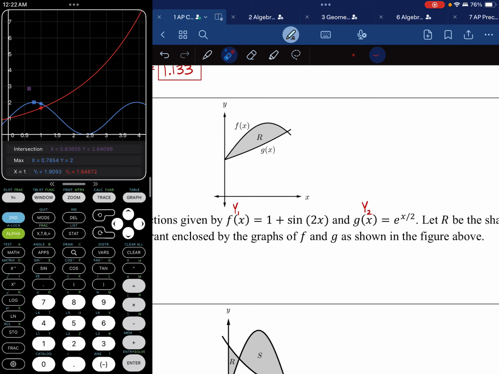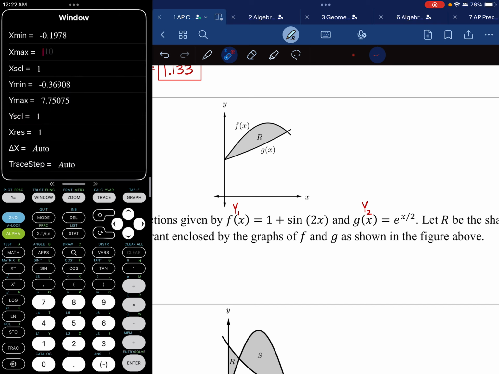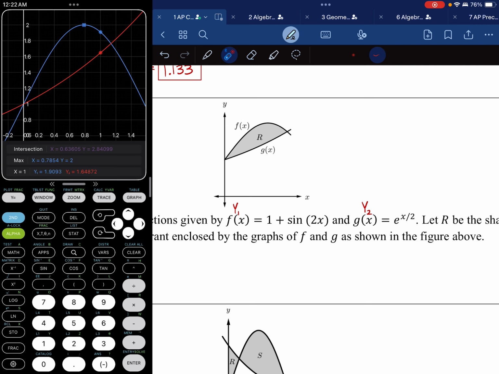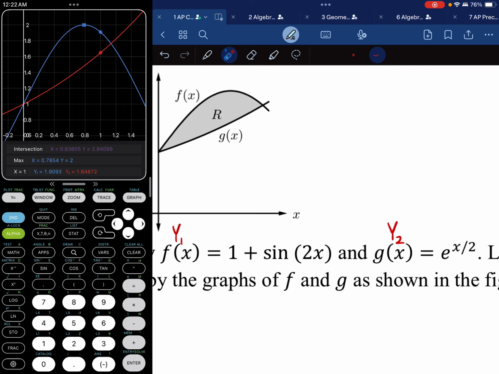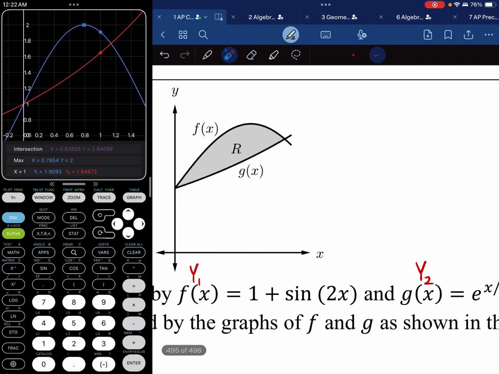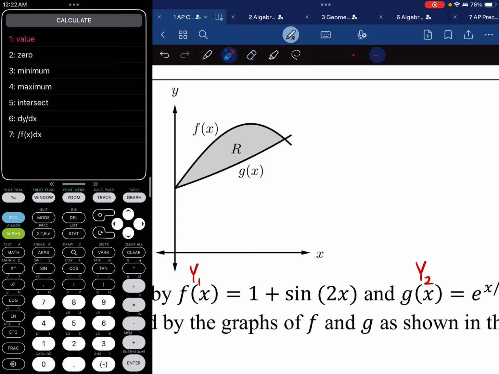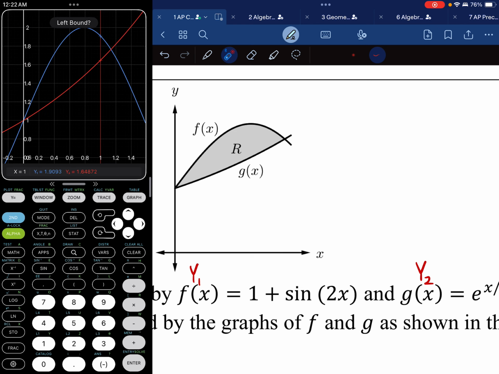All right, that's a little bit too far. I really just want my x max to be about 1.5. So I come back here to my window and change my x max to about 1.5, and then zoom 0 this thing. It's going to be much closer to what I'm looking for. Cool. So I can see what's going on here. So I'm looking for the intersection of the red and blue graph. So I'm going to hit second trace to do a calculation of the intersection. So it's going to be 5, and my left bound here is going to be 1. My right bound is 1.4.